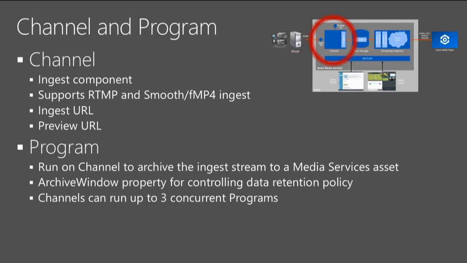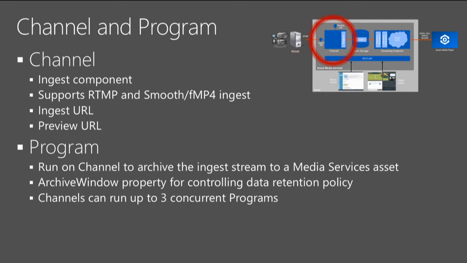So now the next thing, again, is you need a program. Without a program, the channel's receiving all the video, but it's just discarding it. You need to create a program when you actually want to start streaming to your audience and want to start archiving to persist that content. So you'll create an asset, and then you'll also create a program that's attached to that. And as it says up here, it will then start archiving that content to storage and make it available for streaming.